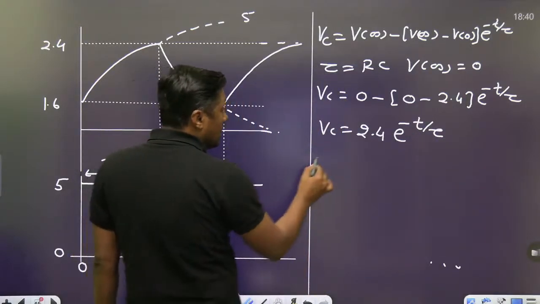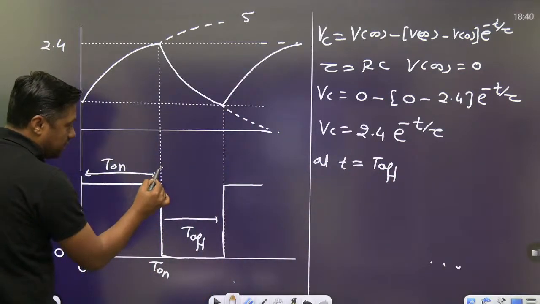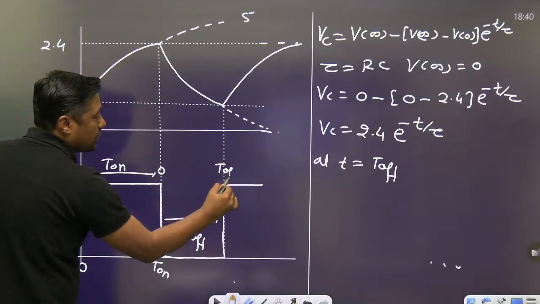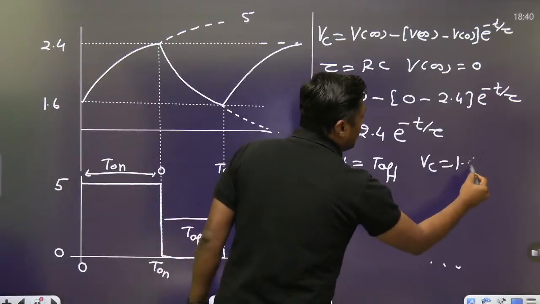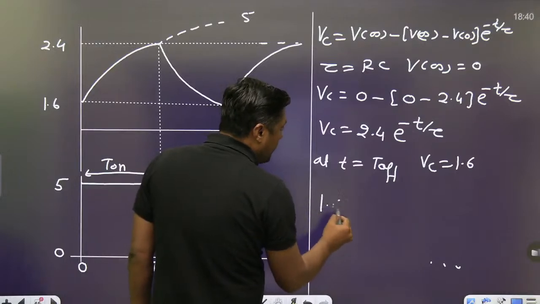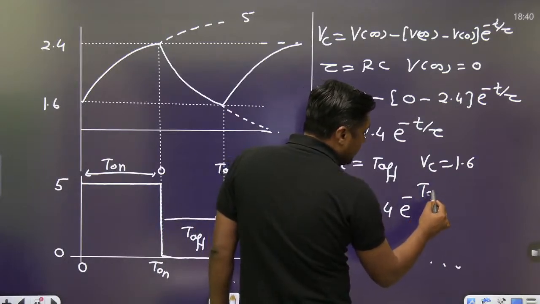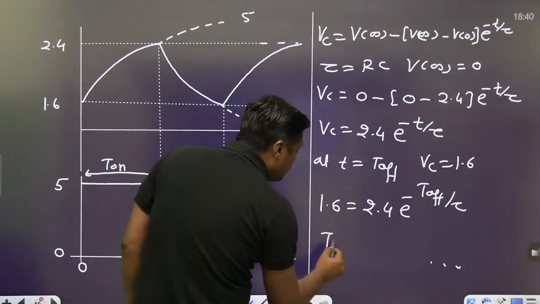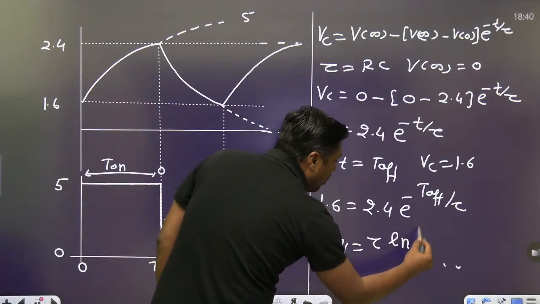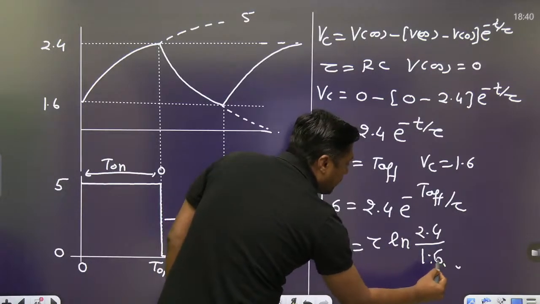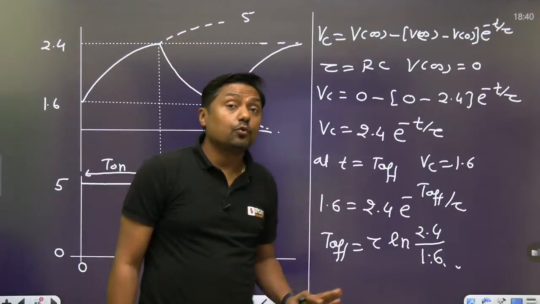Tau will remain the same. Exactly at T equal to T off, because we are starting from this point, the time is 0. At this point the time is T off. So exactly at T off, VC will become 1.6. Then 1.6 is equal to 2.4 e raised to power minus T off by tau. What is the T off? T off is tau log of 2.4 divided by 1.6. That will give you the T off.